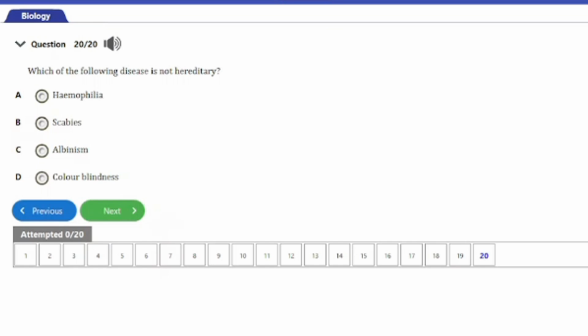Question number 20 here, it says, which of the following disease is not hereditary? A. Hemophilia, B. Scabies, C. Albinism, D. Colorblindness. So guys, obviously the answer to this question is option B here, that's scabies.